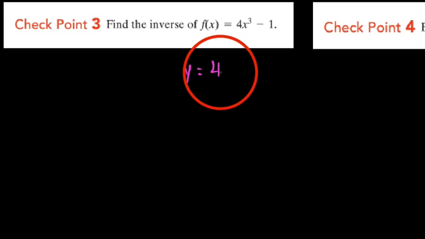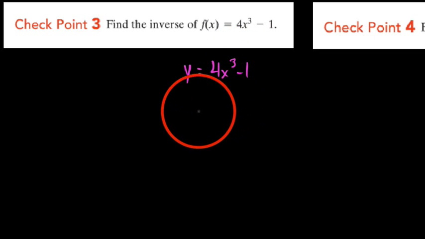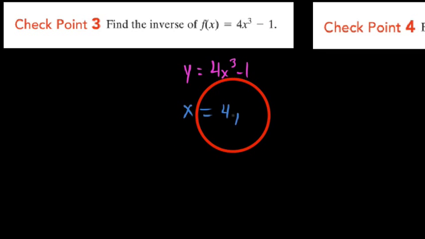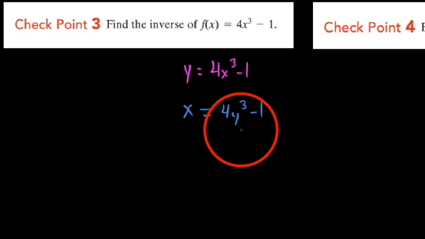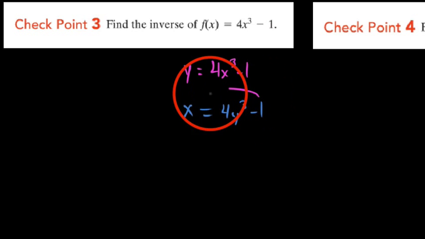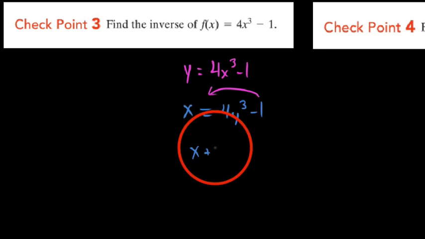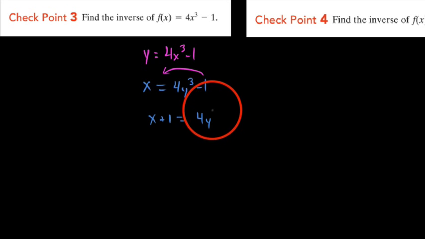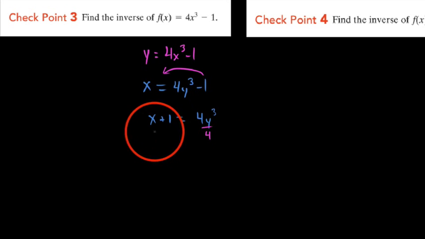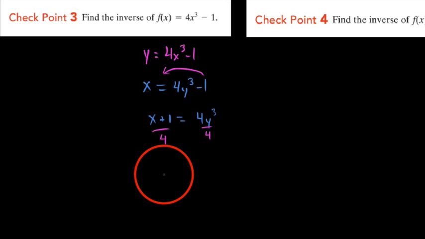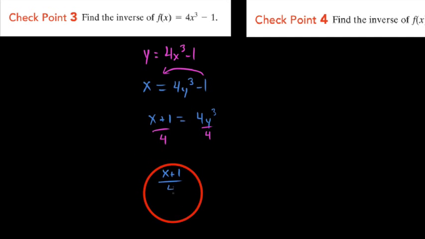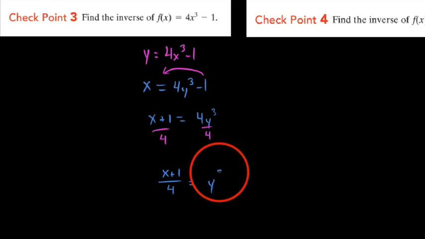We say y equals 4x cubed minus 1. So let's switch our domain and range. I'm going to switch colors because we're in a new function now. We say the inverse, actually, would look like this. Now we're going to solve for y, which means we need to bring this 1 over to this side, which is going to give us x plus 1 is 4y cubed. Before we can take the cube root of both sides, we need to divide both sides by this 4. So we're going to get (x plus 1) over 4, and this is equal to y cubed.